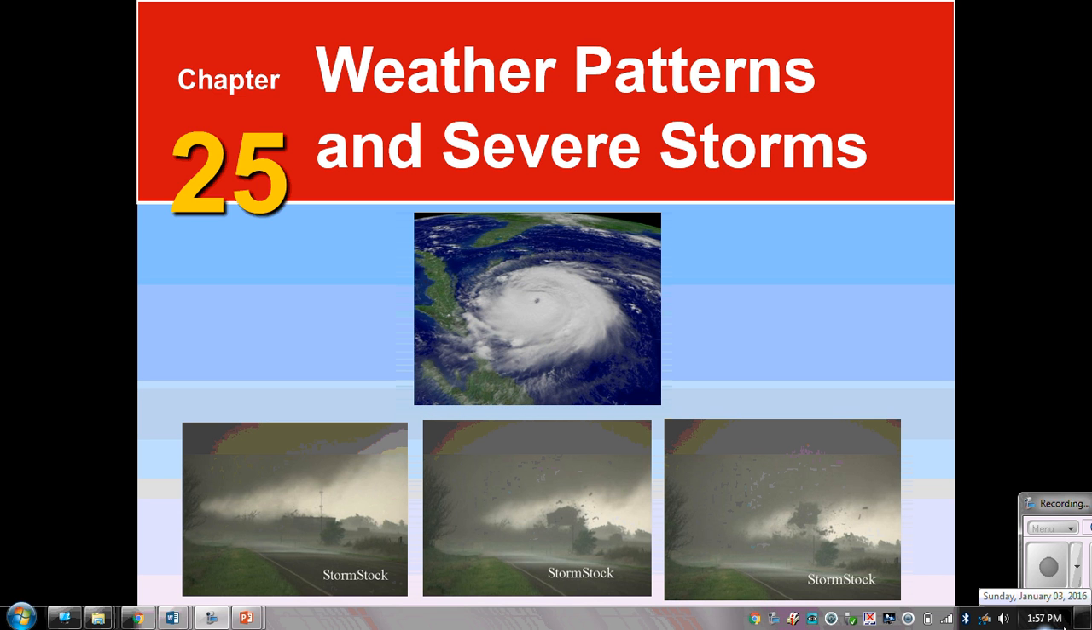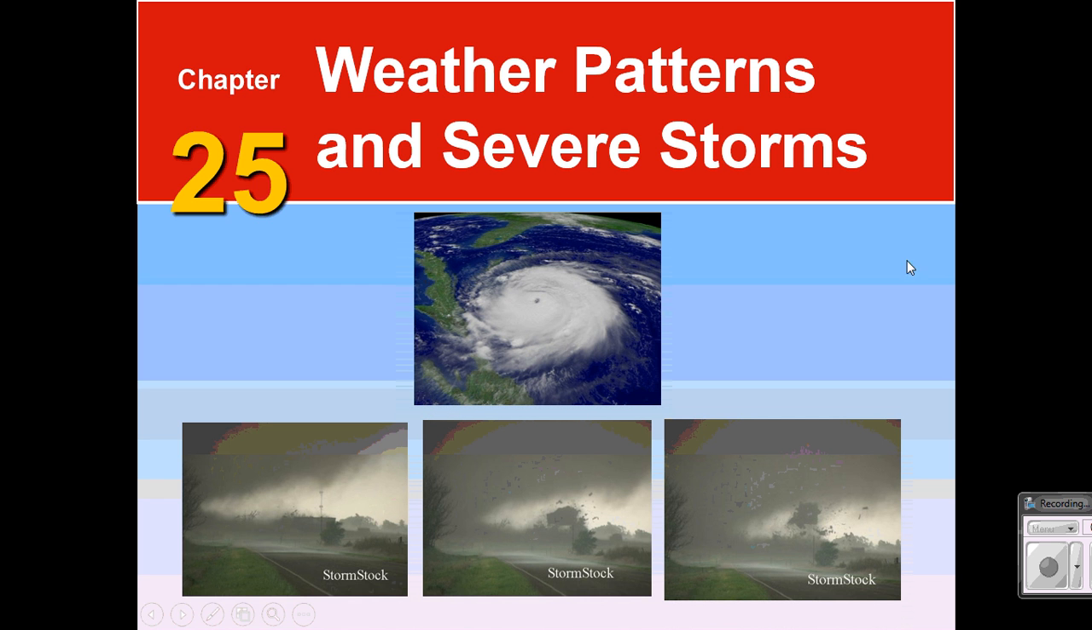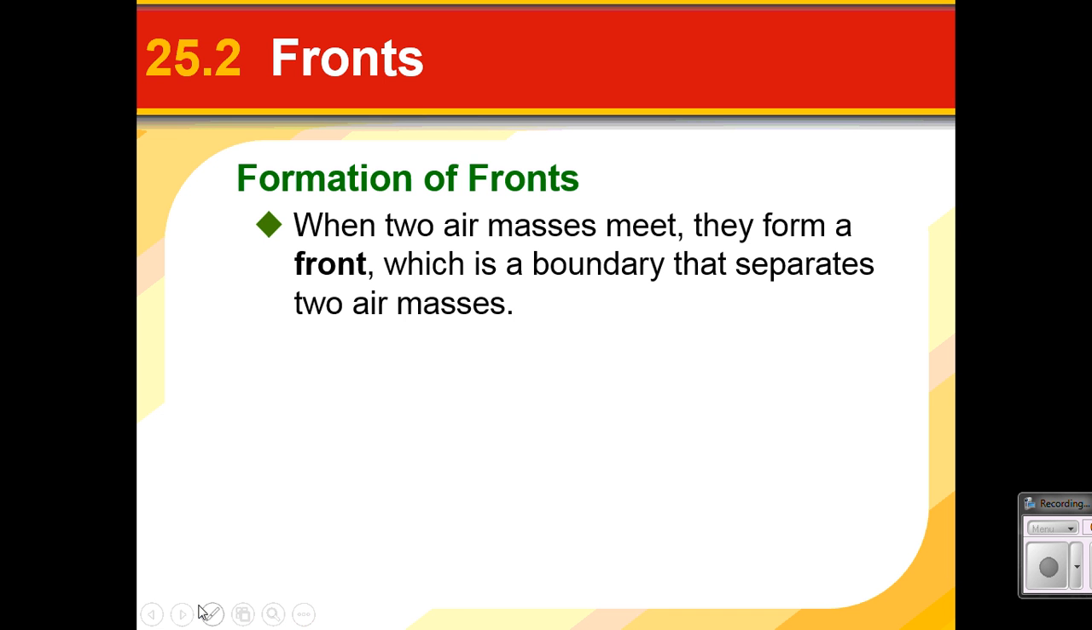In the last lesson, we talked about air masses. We talked about where they came from and how an air mass is that area that has a common temperature and amount of moisture in the air. And so as those air masses move around, that's where we have fronts. And fronts are what cause storms to happen. And so the front is just that boundary between the two.